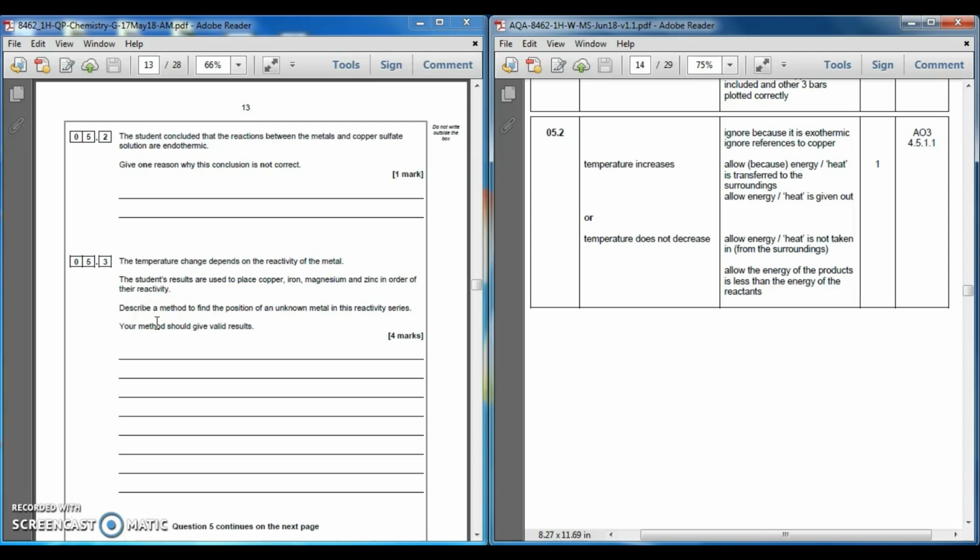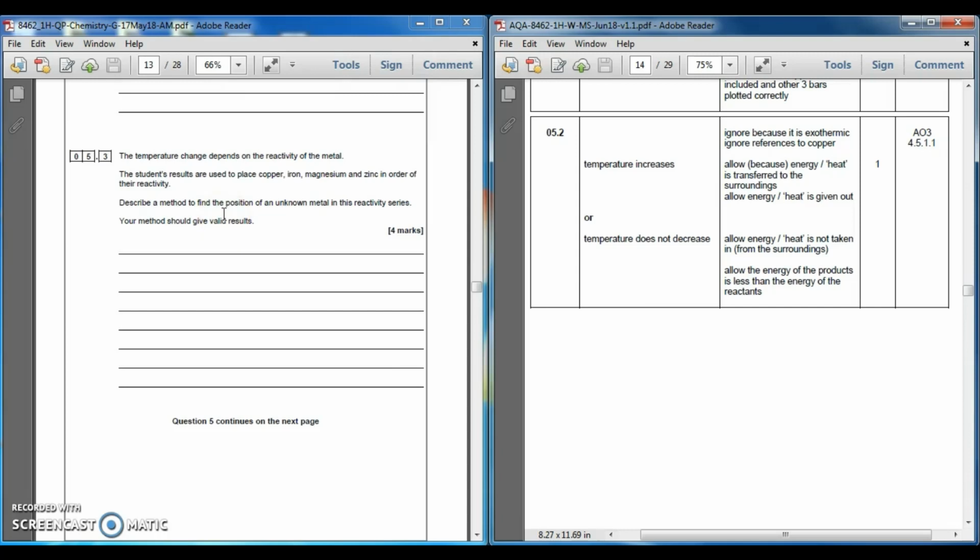The student concluded that it's endothermic. It says it's not correct. So thankfully I didn't have anyone disagreeing and saying it was correct. So the reason it wasn't correct is quite rightly, as a lot of people said, the temperature increased. Because exothermic would make things get hotter.